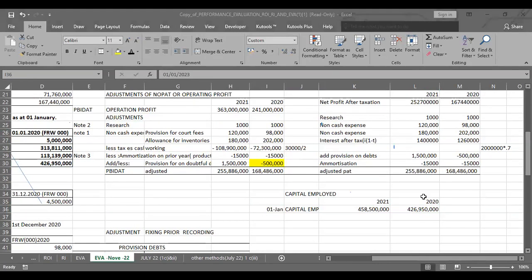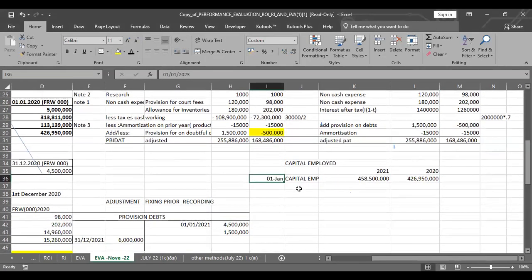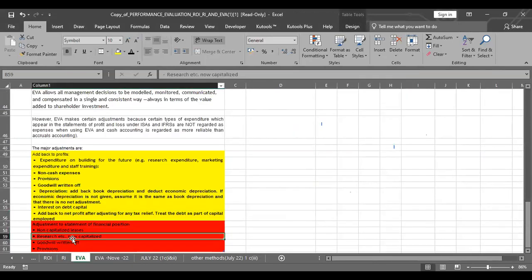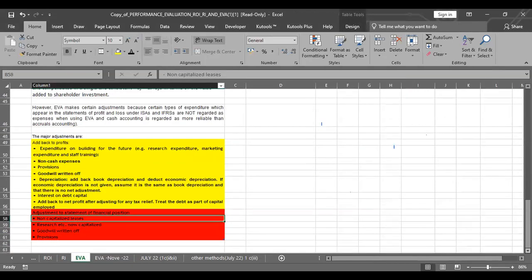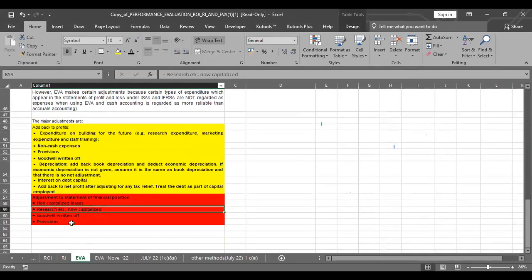So apart from that, I want to do some adjustment if they are there and see what they could also be required from that point. Now, one of the adjustments that I need to do is, of course, I need to check, if you go back here, I've enlisted that. We need to check if there's non-capitalized list, which is not there. We need to check if there is any research issue which is supposed now to be capitalized, goodwill written off, and provisions.